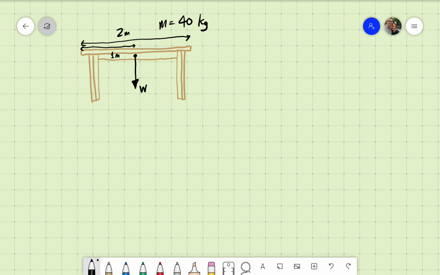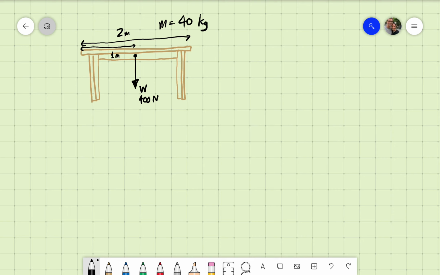Now, what is the weight? I'm going to use just round figures today. I'm going to say the weight is 400 newtons. If you don't know how I got from 40 kilograms to 400 newtons, then you have not been paying attention. Now, let's see what's next. Applied forces.